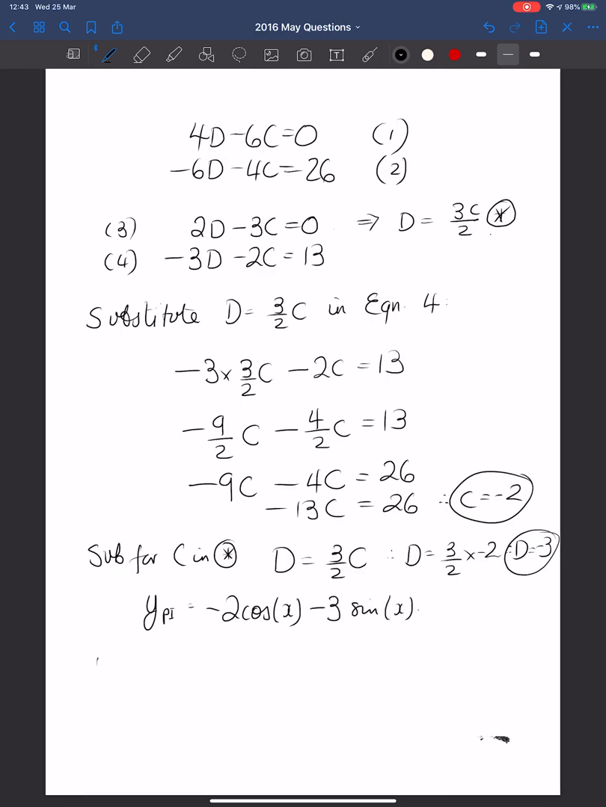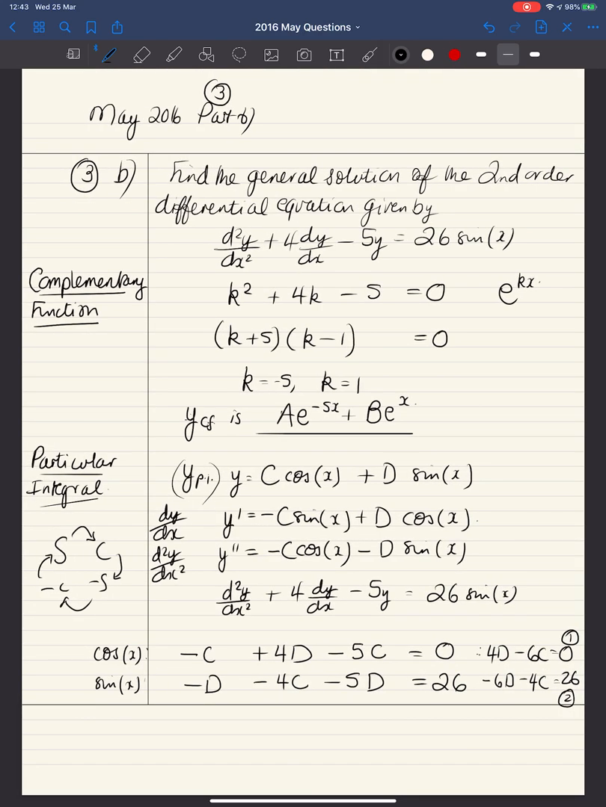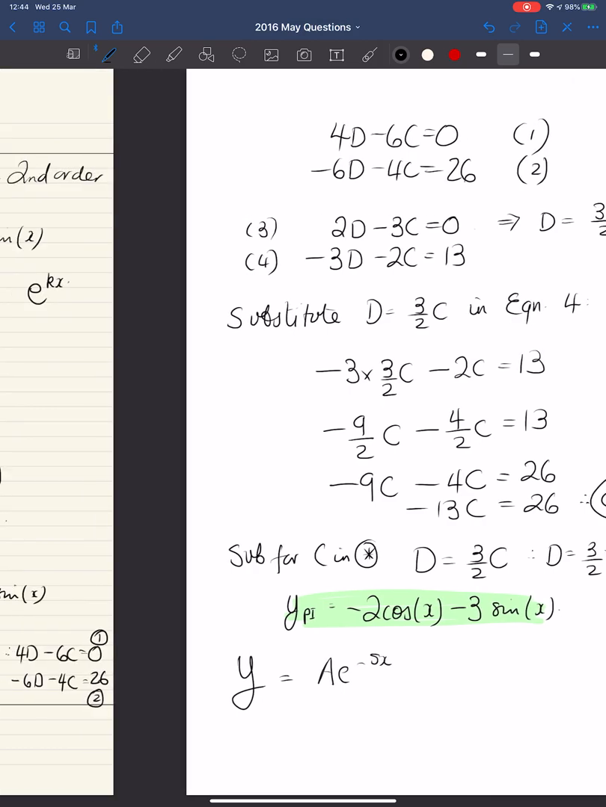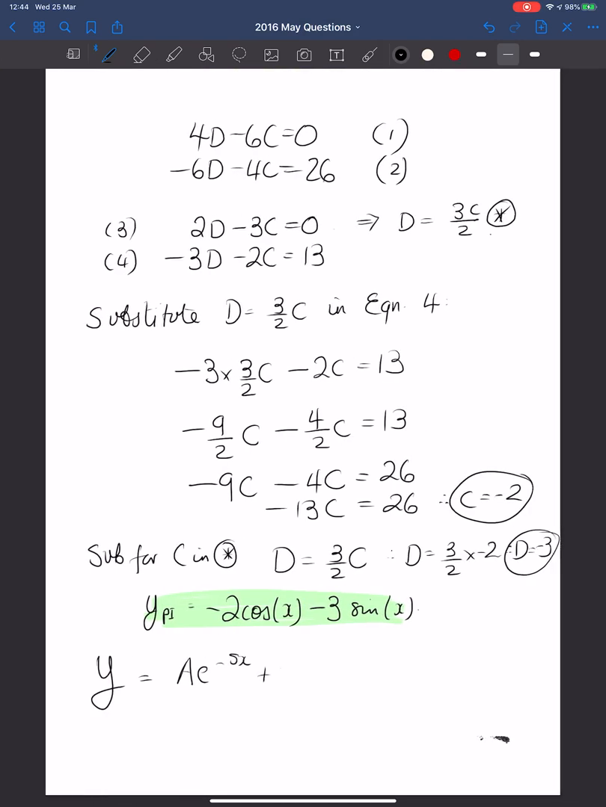And eventually we have y, the solution, is the complementary function, which is this here, plus the particular integral, which is this here. So a e to the minus 5x plus b e to the x minus 2 cos x minus 3 sine x. And that's how we complete the May 2016 questions.